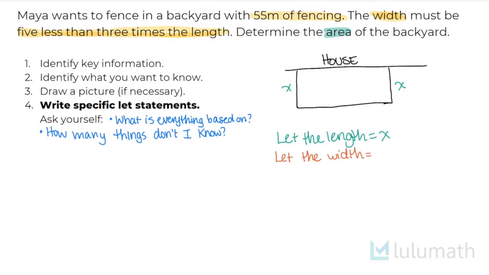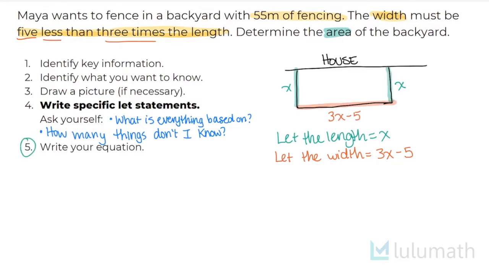I also don't know the width, but I do know that the width must be 5 less than 3 times the length. So I'm going to write 3 times the length, which is this x here, and then 5 less than that. Remember, we always do the minus 5 at the end. If you need a refresher on why that is, make sure you check out the video on translating verbal expressions. Since this section represents the width, I'm going to call this 3x minus 5.